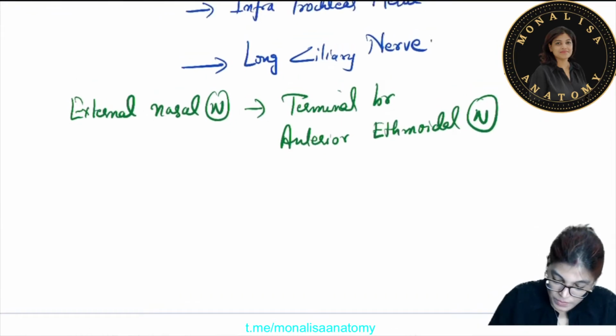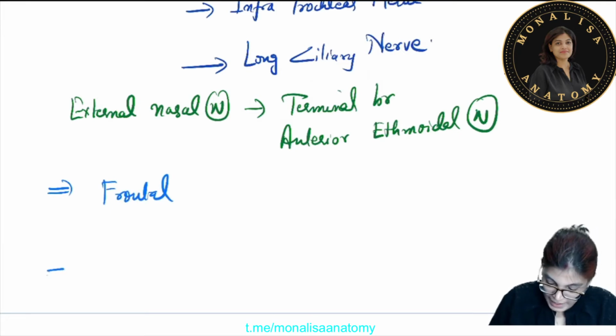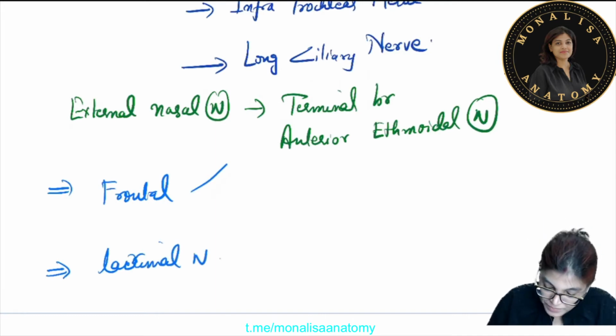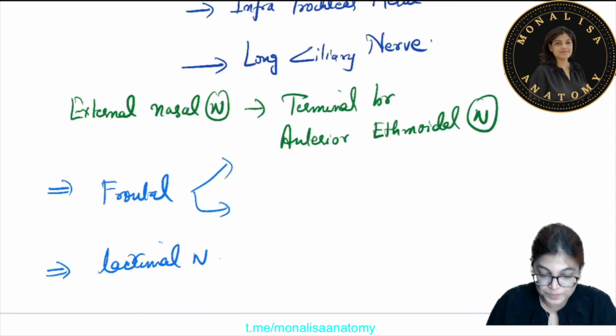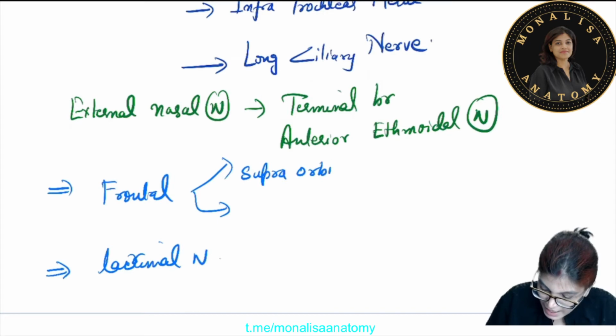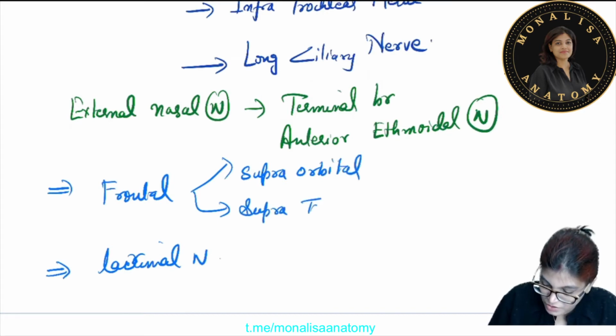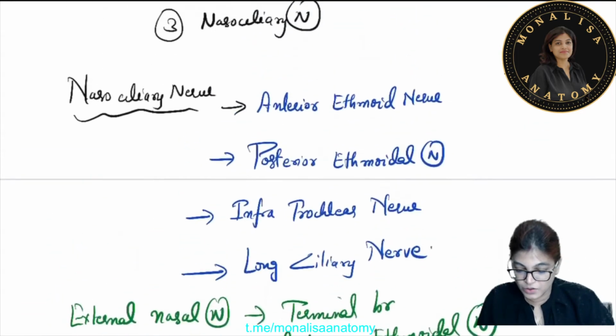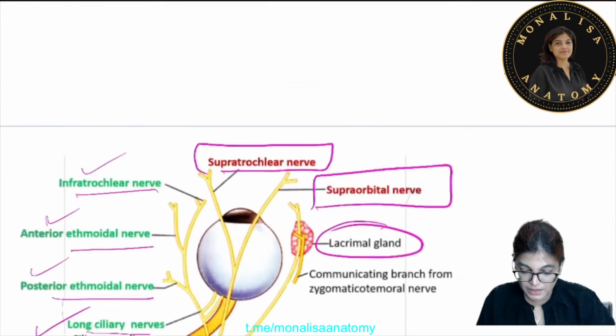Now coming to the description of the other two branches. The other two branches are frontal and lacrimal. So the lacrimal nerve, as you can see in the diagram, is going to supply the lacrimal gland, and the frontal again divides into supraorbital and supratrochlear.